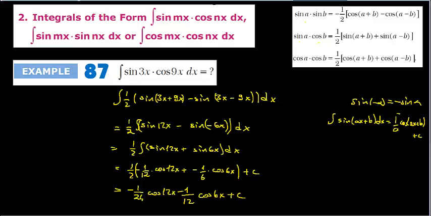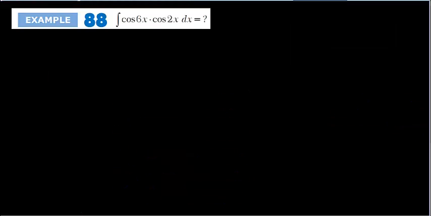The next question: cosine 6x times cosine 2x, I have. If you remember the formula, cosine a times cosine b was equal to 1 over 2 times cosine (a plus b) plus cosine (a minus b). So I have written that one dx. Here it's going to be like this.